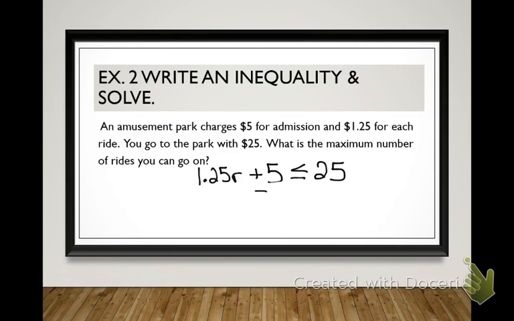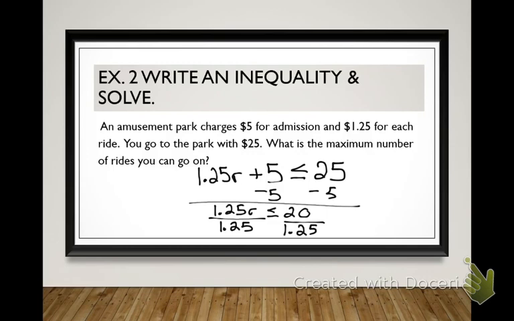All right, so subtract 5 from both sides. Okay, 1.25R is less than or equal to 20. Divide both sides by 1.25. Okay, and R is less than or equal to 16. Somebody tell me, what does that mean? All right, Amir? You can only ride 16 rides at the amusement park or less, right? So if you want to have some money in your pocket when you leave, maybe you only ride 10 rides and then you have a little bit of money left over. Okay? All right. So that's perfect. That's great. And that's everything you need to know about this lesson for today.